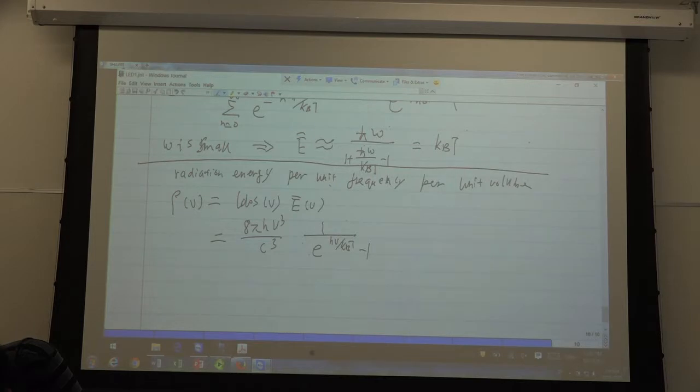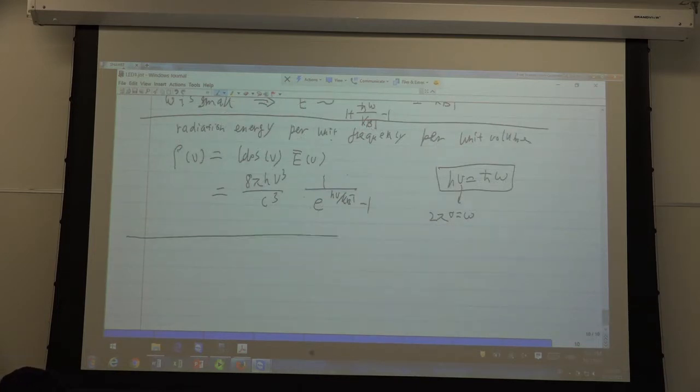Here h v equals h bar omega. V is the frequency. I use this v because 2 pi v is just equal to omega. So we get this. This is the black body radiation energy per unit frequency per unit volume. It's not difficult, it's very basic. If you understand, it's just 2 steps: the LDOS, and the energy.